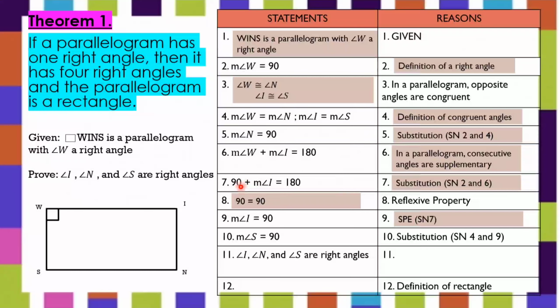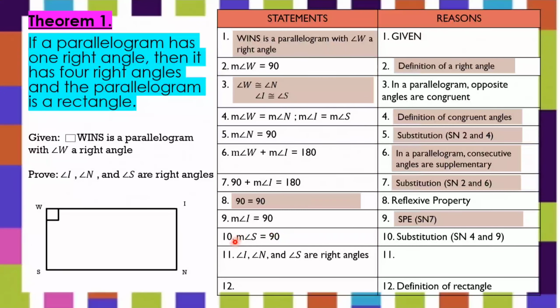So, galing yan dito. Itong 90 na to, kailangan ilipat sa kabila. So, by SPE or subtraction property of equality, nag-minus tayo ng 90 on both sides of the equation. So, magkakaroon tayo dito ng 180 minus 90. That's why we have 90 here. So, that the measure of angle I is equal to 90 degrees.